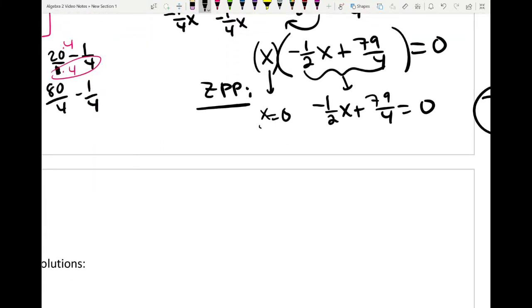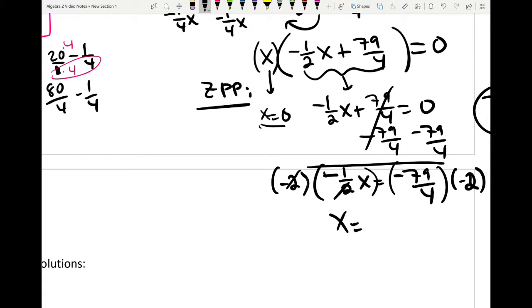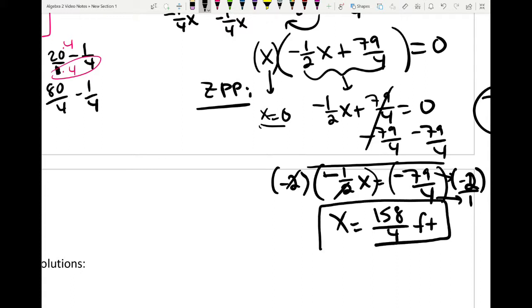So then we can solve, this is obviously just going to be 0. This one you have to solve, so we're going to solve it by moving the 79 over 4 to the right side. And then we're going to multiply both sides by negative 2. And that will actually get rid of the negative 2 down there. So then you got to multiply 79 and 2 together. 79 times 2 is 158. And then there's an invisible 1 there, so 4 times 1 is 4. All right, and that's our final answer, 158 over 4 feet.